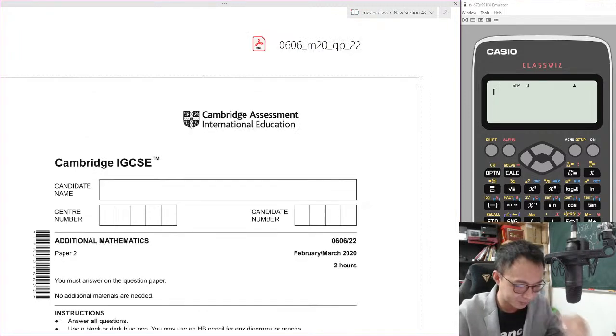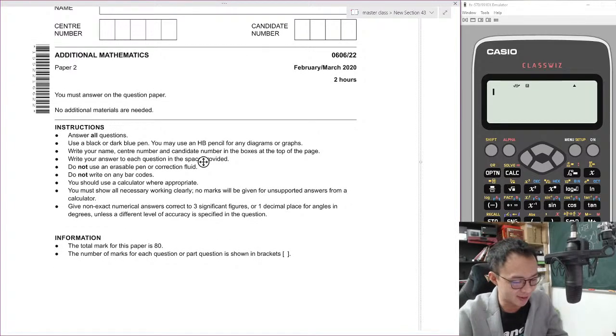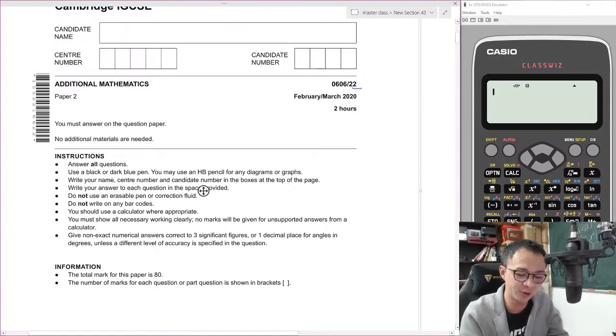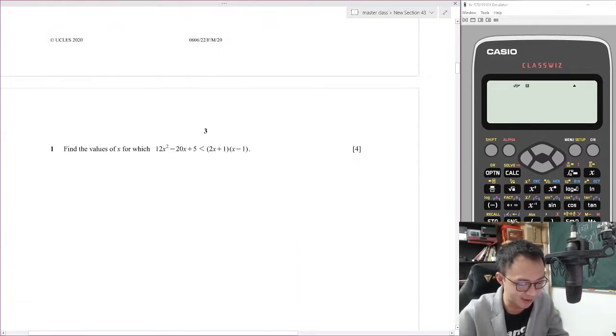Right. Okay, we'll discuss Paper 2 first. If we can finish quite fast, maybe we can go to the Majun Paper 1. So I will just start. This is Paper 2 for February and March 2020. All the formulas are as usual.